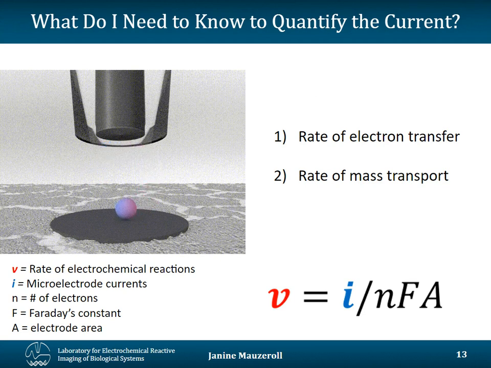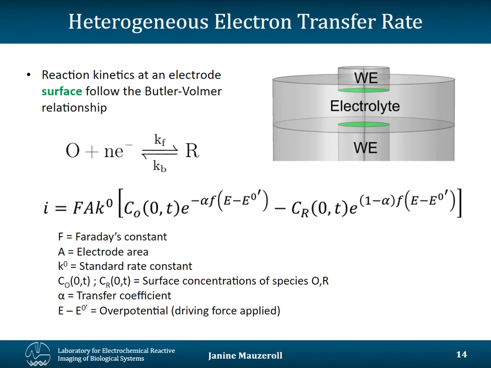So what do we need to know to quantify the current that we are going to be measuring at the microelectrode? Well, we need to know two things. We need to know what is the rate of electron transfer at the microelectrode and at the substrate, and the rate of mass transport, how fast that red and blue ball are actually taking to diffuse or migrate in between this cleft.